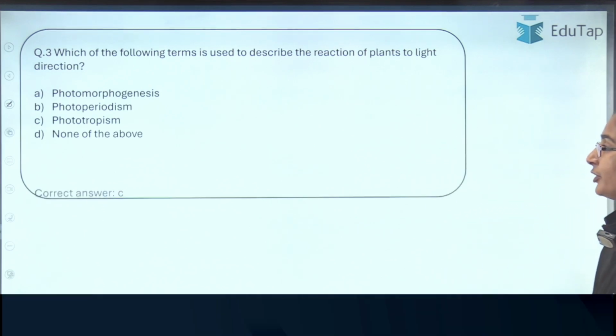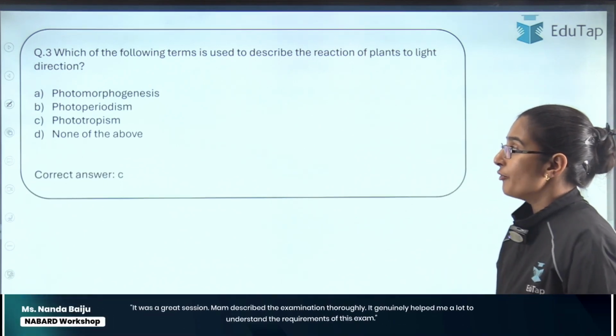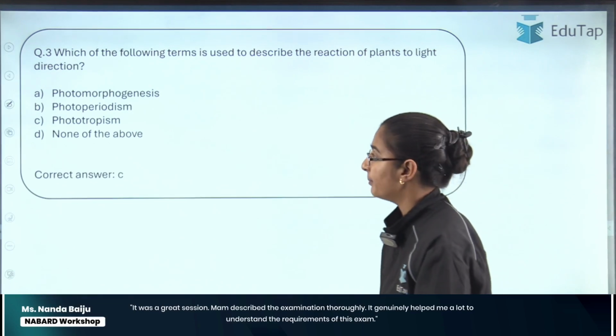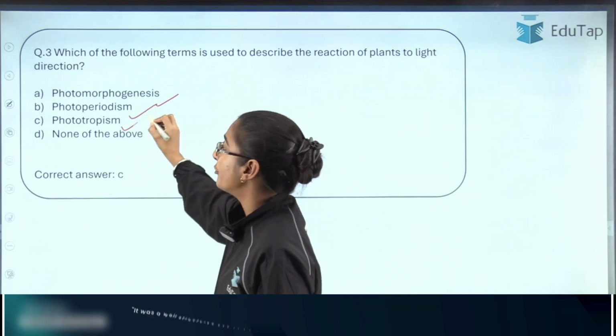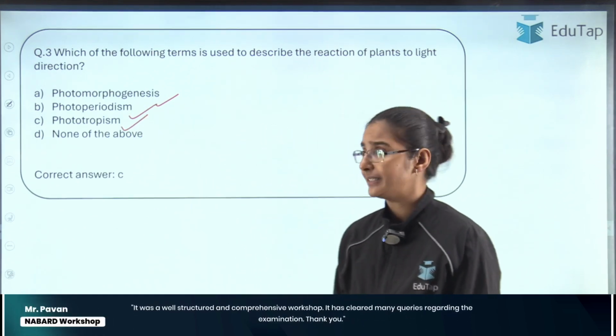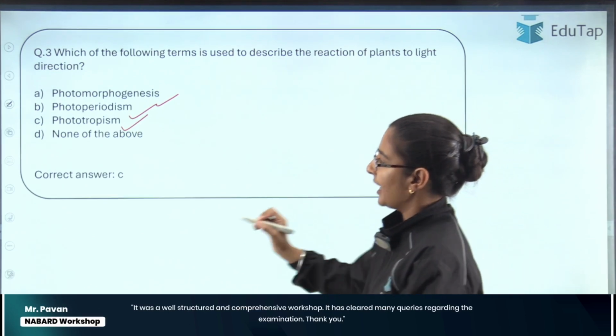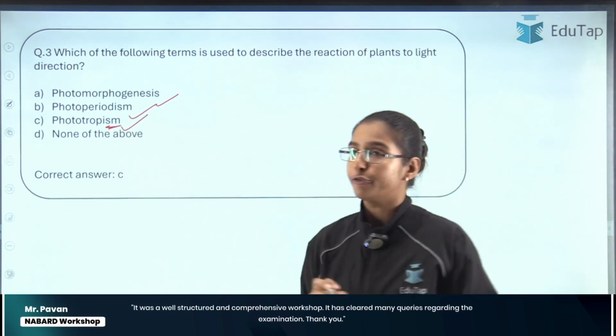So the correct answer for this question is option C, phototropism. Now, what is meant by these terms: photomorphogenesis, photoperiodism, and phototropism? Let us understand one by one. Let's start with the correct option, which is option C, phototropism.